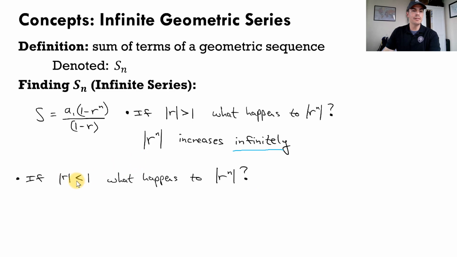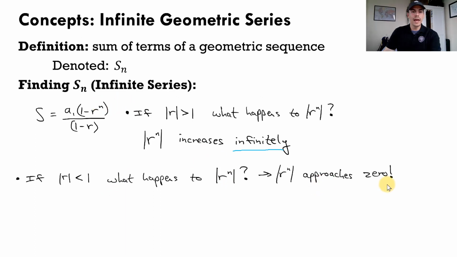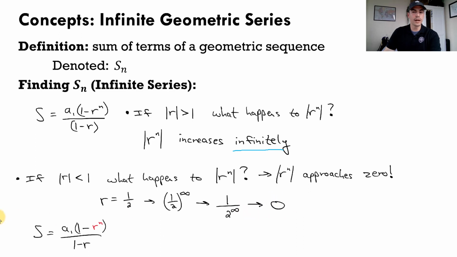But what happens if the absolute value of my common ratio is less than 1? What happens to our r to the n then? That r to the n is going to approach 0. Think of it like this. If my r is 1/2, and I raise that to the infinity power, well, that's going to be 1 over 2 to the infinity, because 1 to the infinity is still just 1. And as this number, my denominator, gets larger and larger, this value approaches 0, right?